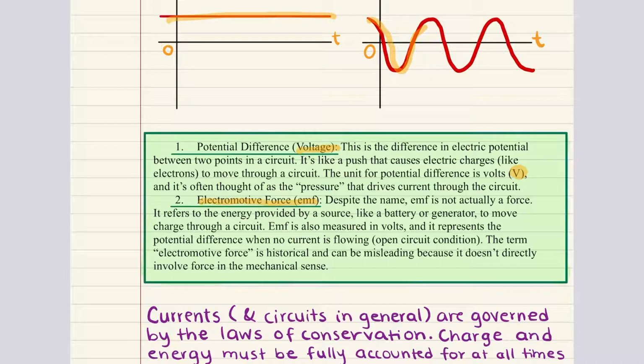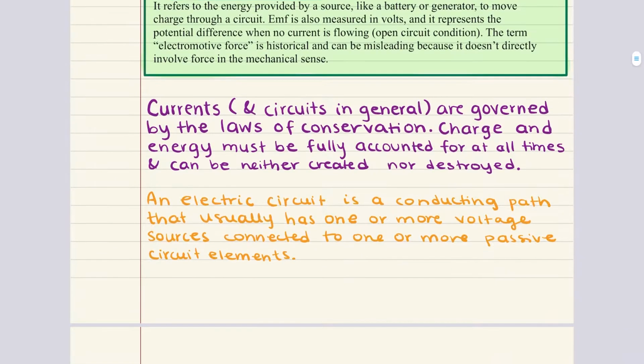It's also measured in volts, and a key point to note here is that EMF represents the potential difference available even when no current flows, such as when a circuit is open. Though the name suggests a force, again, it's more accurate to think of the electromotive force as the energy source that initiates the movement of charge. And with that, we can begin to talk about circuit laws.